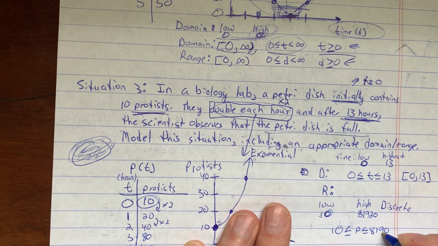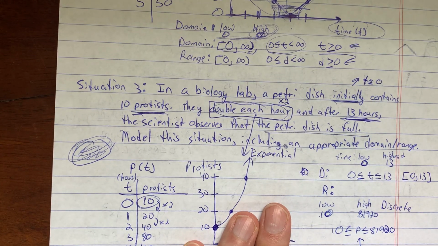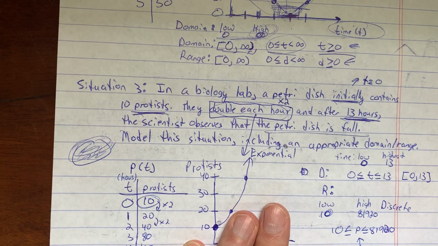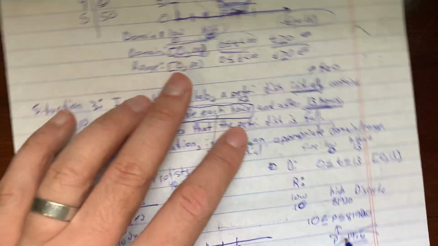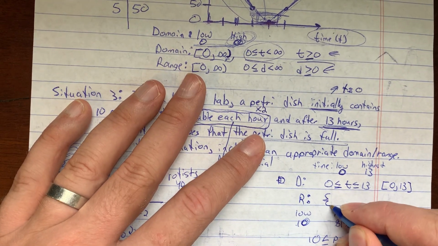81,920. This wouldn't make any sense because this would be saying that P could equal like 17.6 protists. And this is not correct. You won't ever have a decimal number of protists. And so even though the domain was continuous, the range, we're going to need a discrete domain.